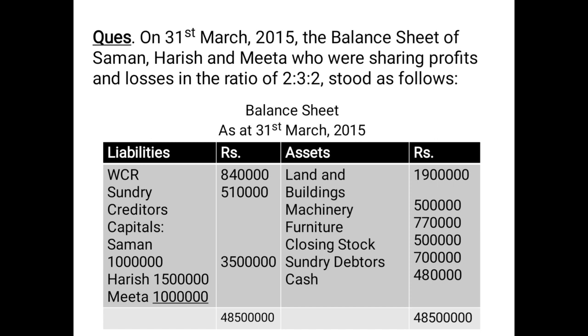On the asset side, you can see land and building is given to you, machinery, furniture, stock, sundry debtors and cash. And on the liability side, you can see WCR is given to you. WCR stands for Workmen Compensation Reserve. So you have to see in the adjustment whether there is any claim on this or not. After adjusting the claim, if any surplus is left over, then we will distribute it as undistributed profit among the old partners, or basically all the partners in case of retirement, in the old ratio. Then sundry creditors, then capitals of Saman, Harish and Meeta.